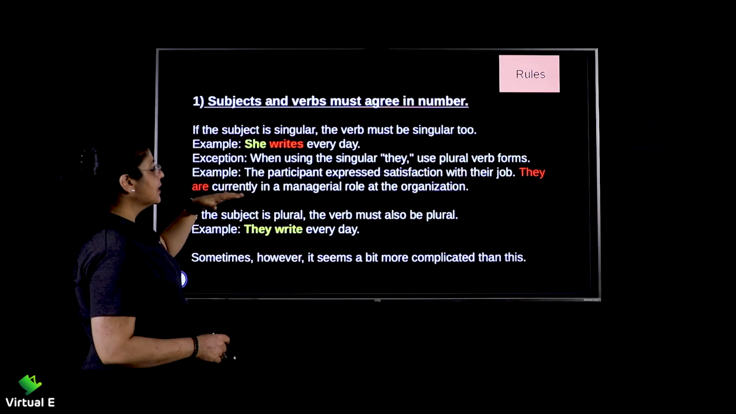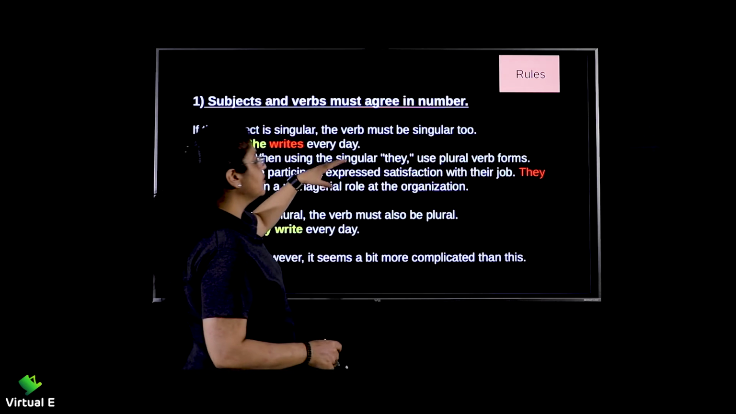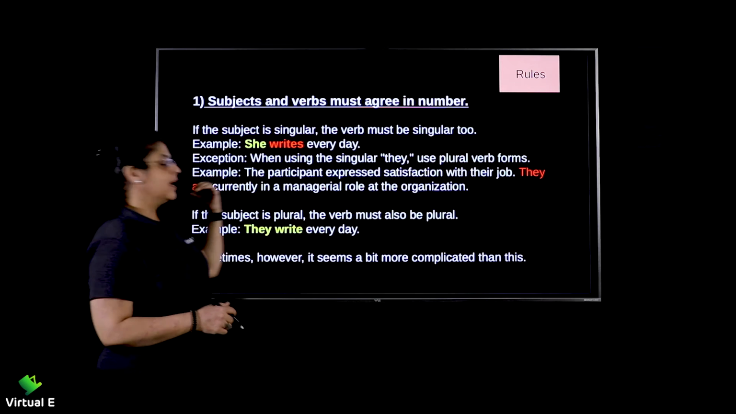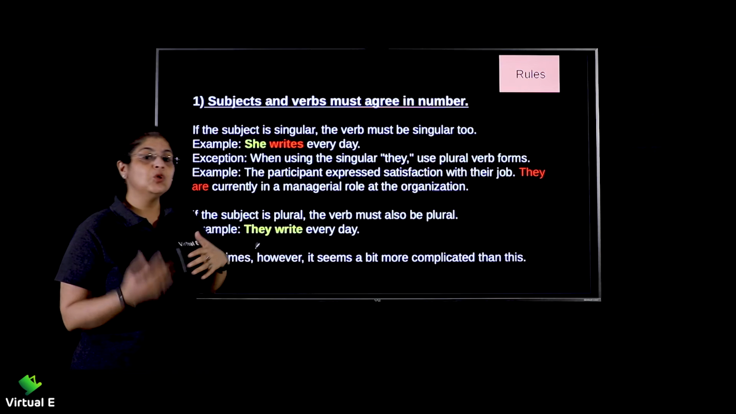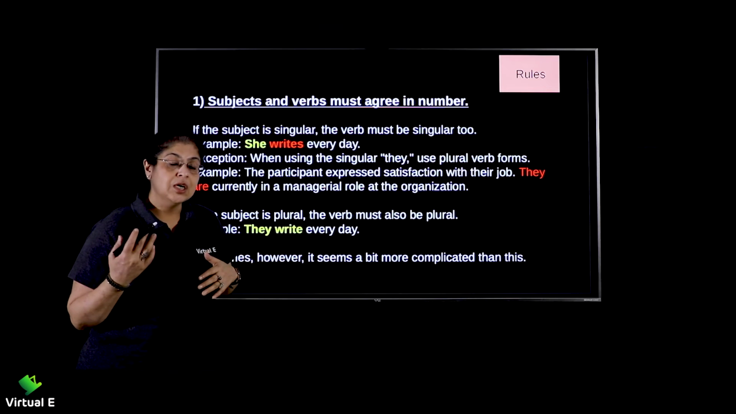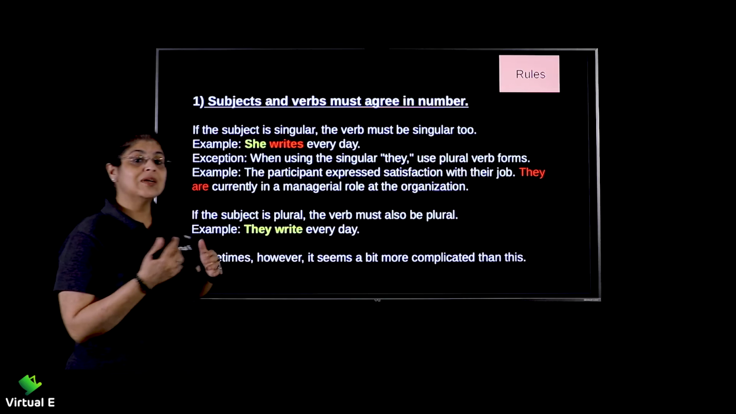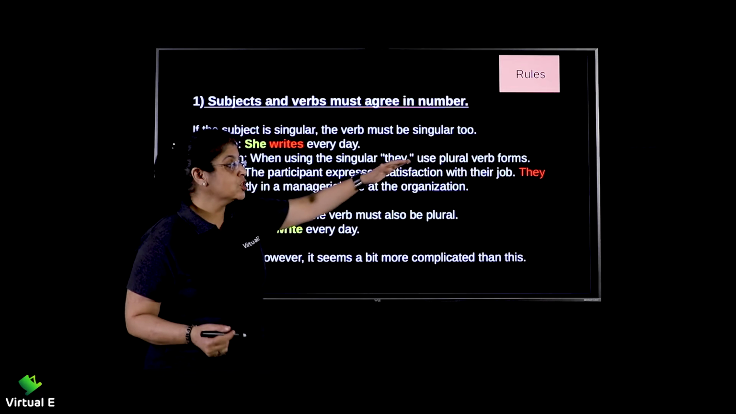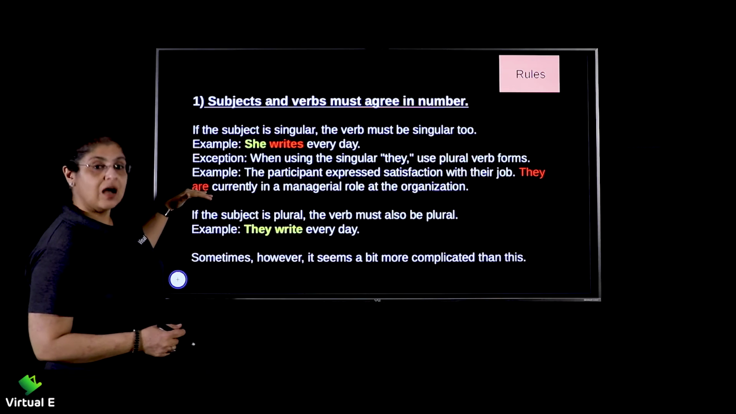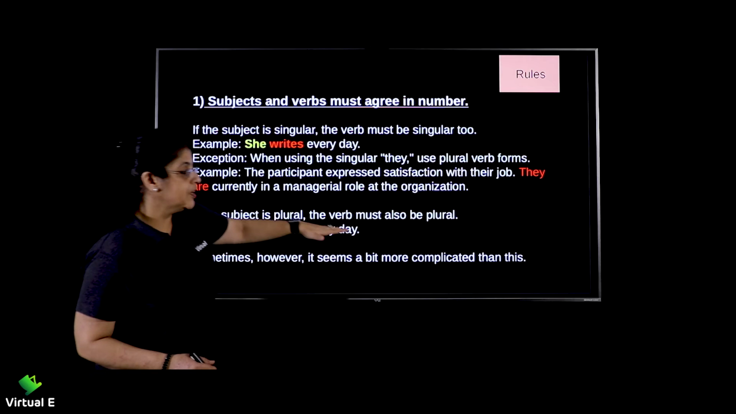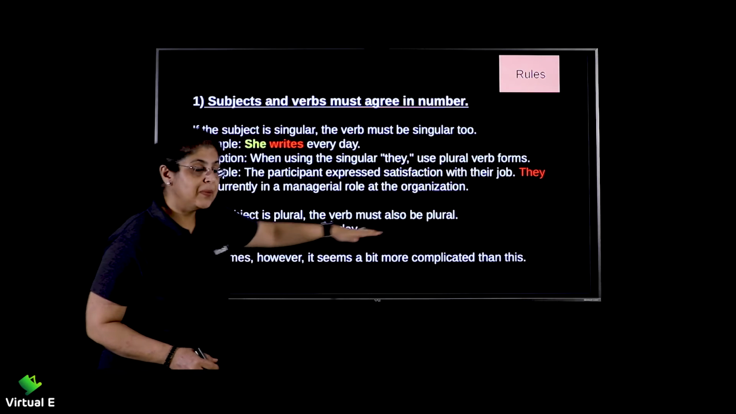They are currently in a managerial role at the organization. Now, they are. Now, this is your to be verb. I had done it with you in your simple present tense, if you remember. To be, you get is, am, are, right? So, with they, you have are. If the subject is plural, the verb must also be plural.